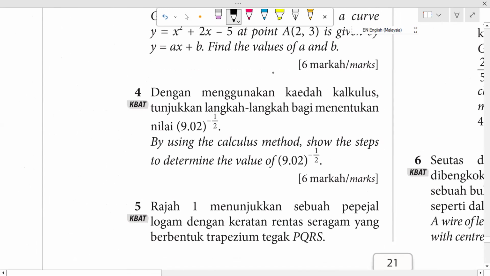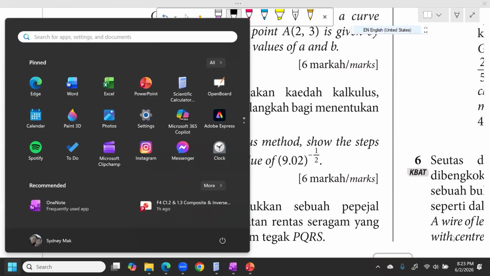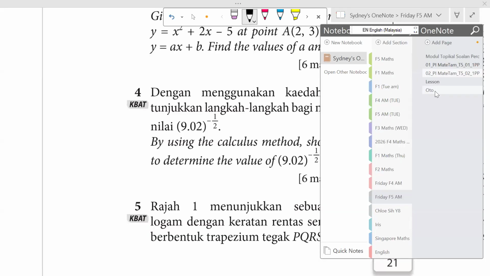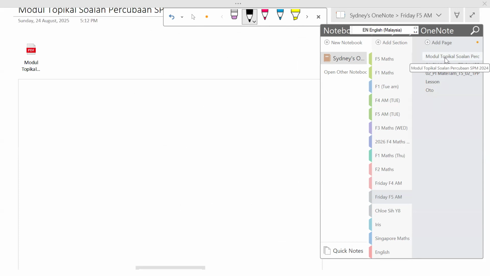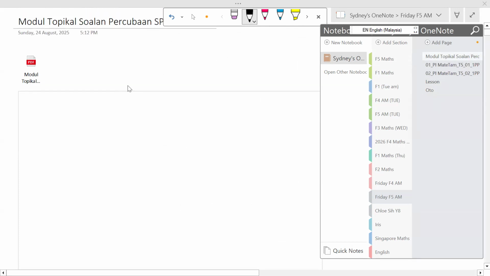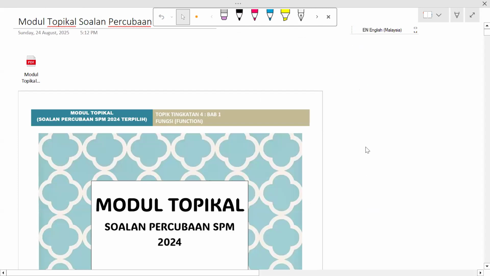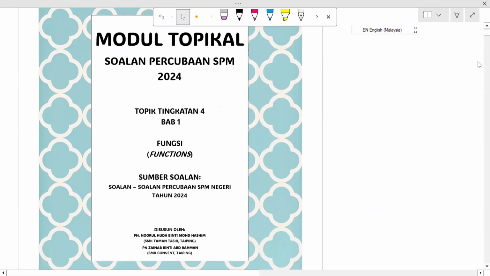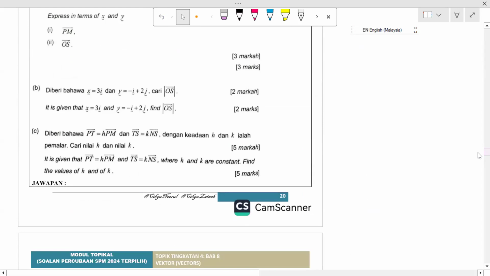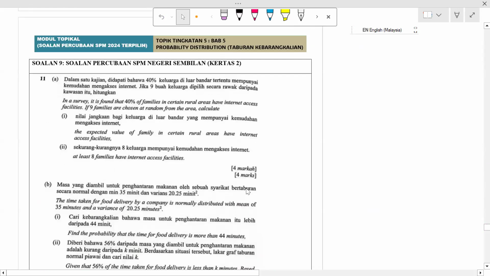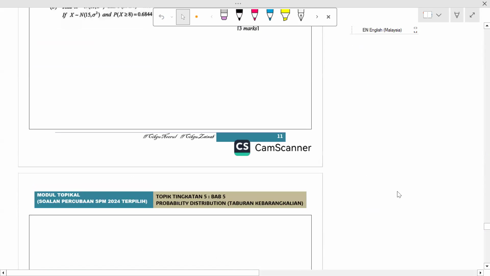Alright. Let's look at the actual SPM question then. Not actual, the trial exam. What is this module? This is the module topical. I think it includes everything. Module topical form 4. The form 5 one. Still form 4. Do we have form 5 here? Ah, yes. Okay.